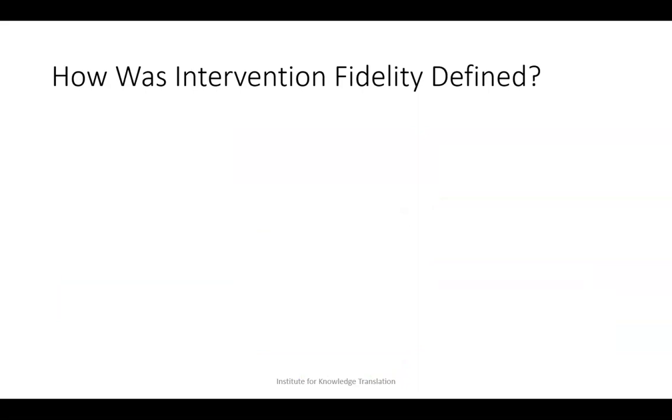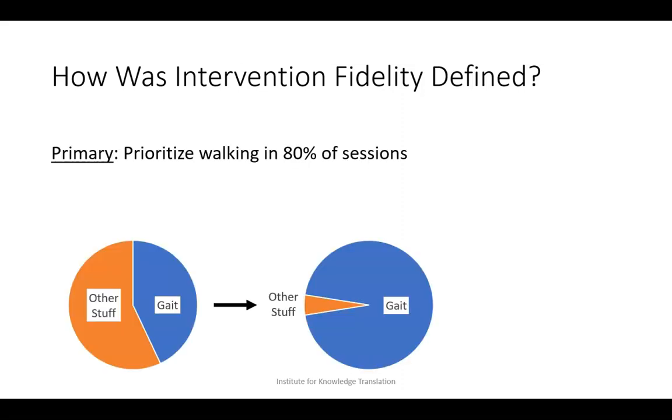So in terms of actually measuring our ability to implement, we had to define what fidelity of the intervention was. Our primary fidelity metric was prioritizing walking, in particular trying to do so in 80% of sessions. When we think about the research studies themselves, they only practice walking, so they're doing it in 100% of sessions. We recognize that's not going to be feasible.